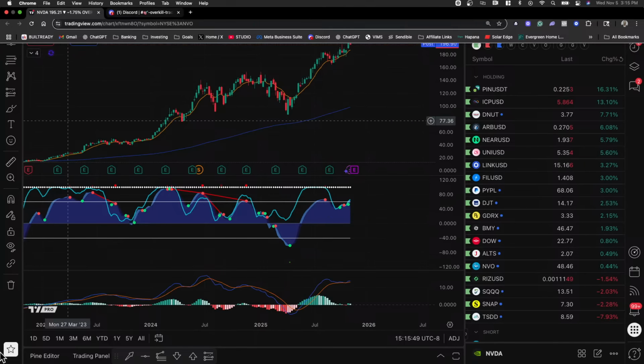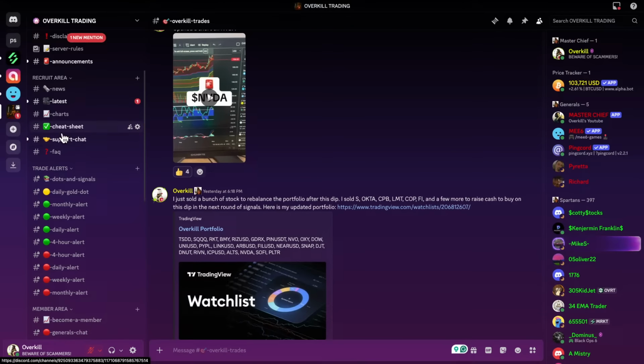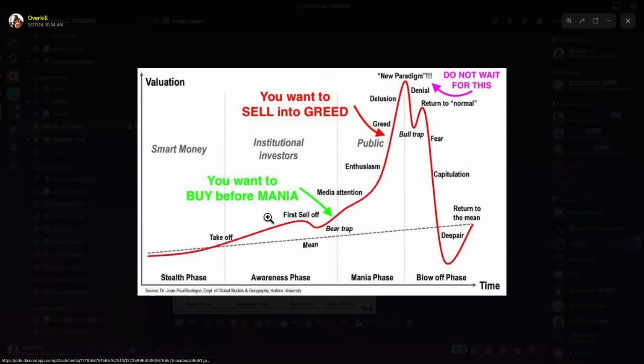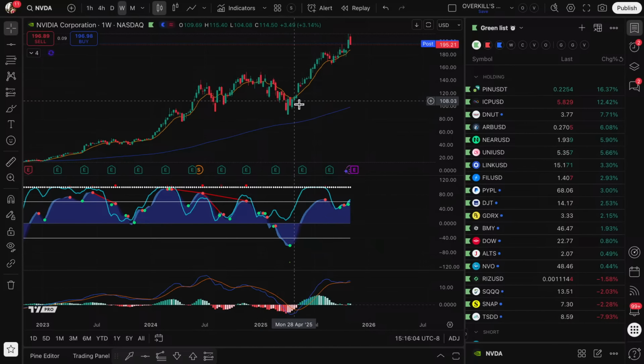And the news is telling you, oh, AI and all this stuff, right? They want to get you to buy, right? The news wants you to buy because the smart money, right? Smart money was buying NVIDIA back here at $100. They were buying right down here. Right there. That's where the smart money was buying.